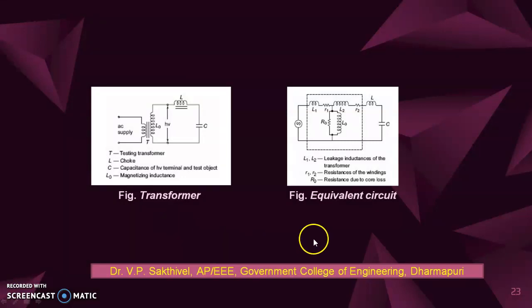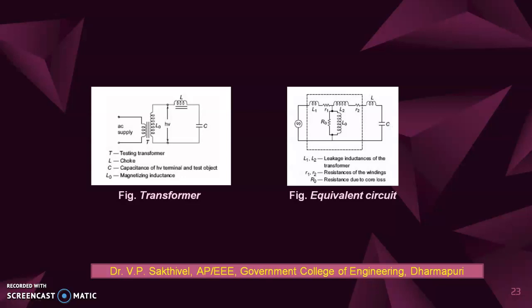Here the construction and equivalent circuit of the resonant transformer are shown. This is the primary transformer. T is the testing transformer, L0 is the magnetizing inductance, and C is the capacitance of the whole arrangement, including the HV terminal and test object. Here the equivalent circuit of the testing transformer is shown, with the primary and secondary, and the inductor and capacitance of the test object.